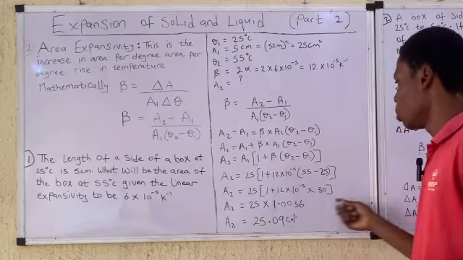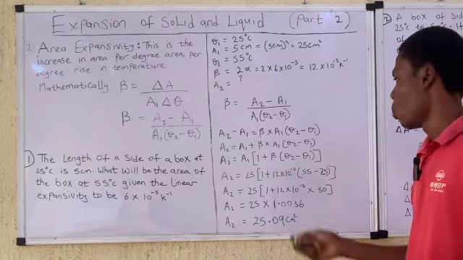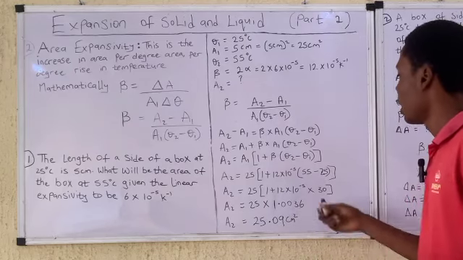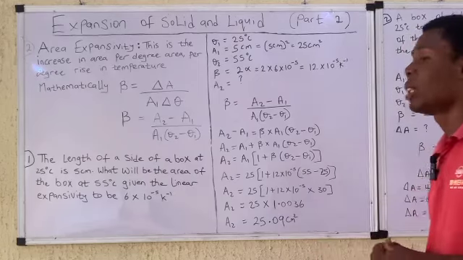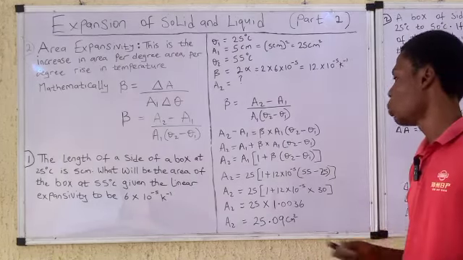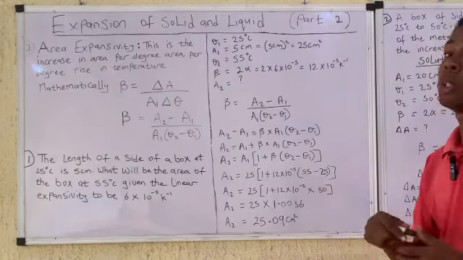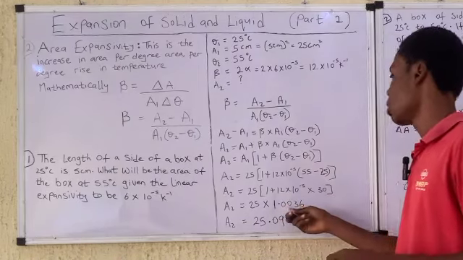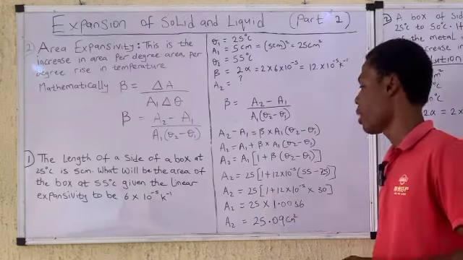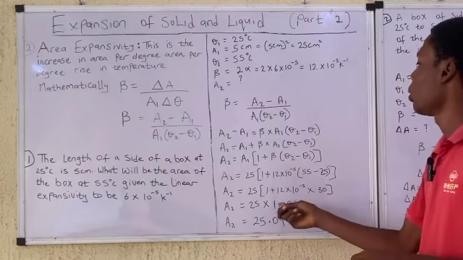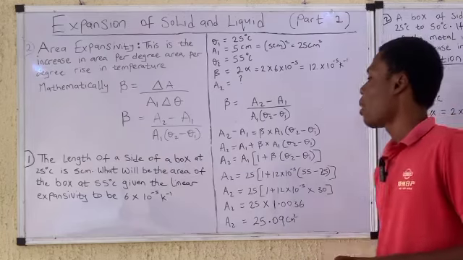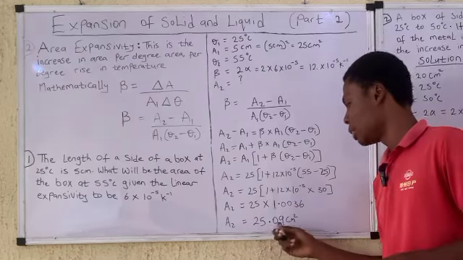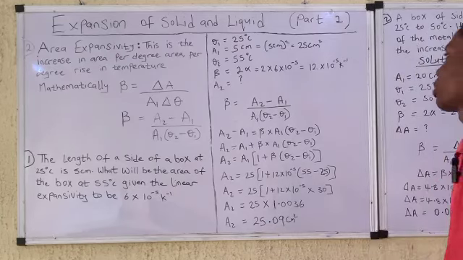So we solve what is in the brackets first. We go for the multiplication first. 12 times 10 raised to power minus 5 times 30, we have 0.0036. Then if you add 1 plus that, 1 plus 0.0036, we have 1.0036. Then multiply by this 25 that is outside. That is 25 times 1.0036. We have our area to be 25.09 centimeters square.